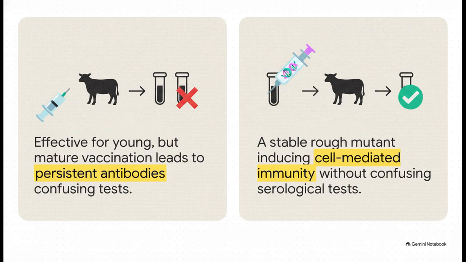Historically, we relied on attenuated vaccines like S19 for cattle or Rev1 for sheep and goats, and they were great for young animals, but they had a major flaw. If you vaccinated mature animals, they developed persistent antibody titers. Essentially, they triggered false positives on our tests, completely confusing our surveillance efforts. Enter the RB51 vaccine, a truly brilliant scientific advancement. It's a stable, rough mutant of the bacteria. It induces cell-mediated immunity without leaving the specific antibody footprints that ruin our global data. It's a real game changer because it allows us to protect the animals while keeping our international surveillance perfectly pristine.